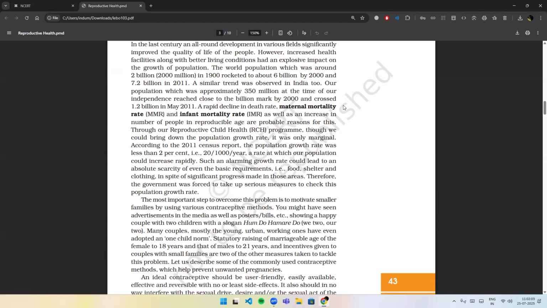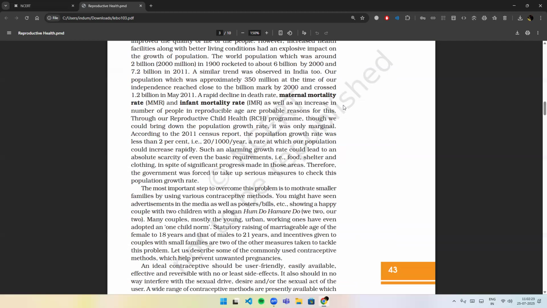Our population, which was approximately 350 million at the time of our independence, reached close to the billion mark by 2000 and crossed 1.2 billion in May 2011. A rapid decline in death rate, maternal mortality rate, and infant mortality rate, as well as an increase in number of people in reproducible age are probable reasons for this.